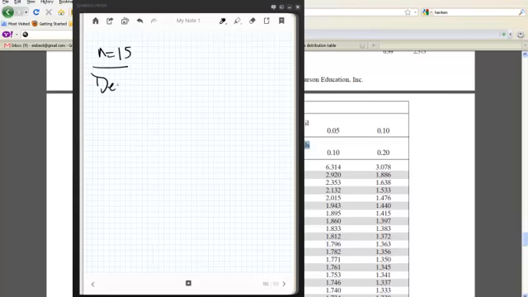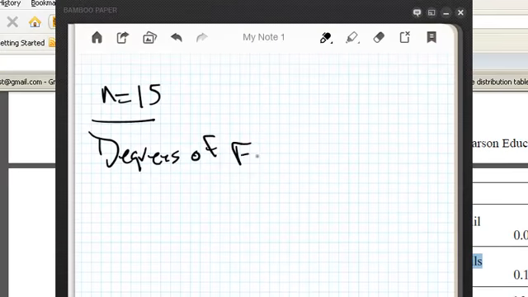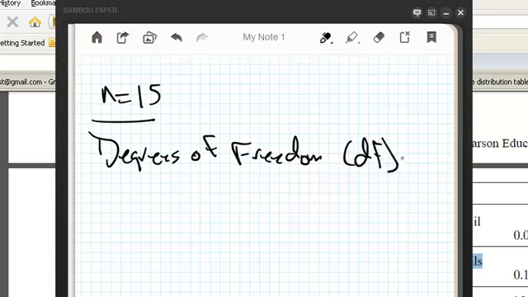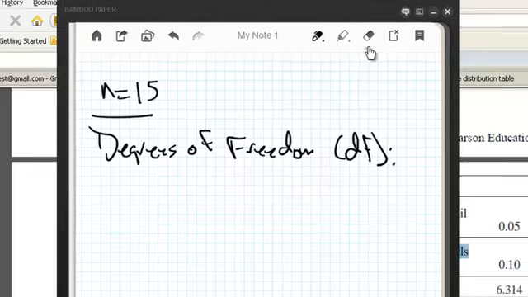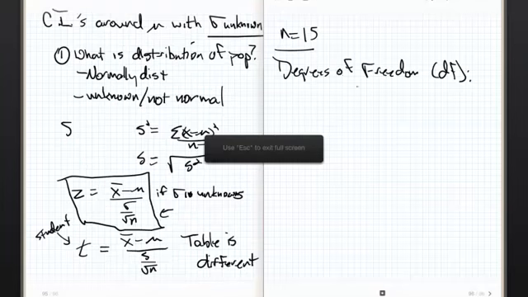So let's talk about degrees of freedom. All right, degrees of freedom, which is always abbreviated as DF. Now, for a t situation, which is what we're talking about right now, DF is always n minus 1.